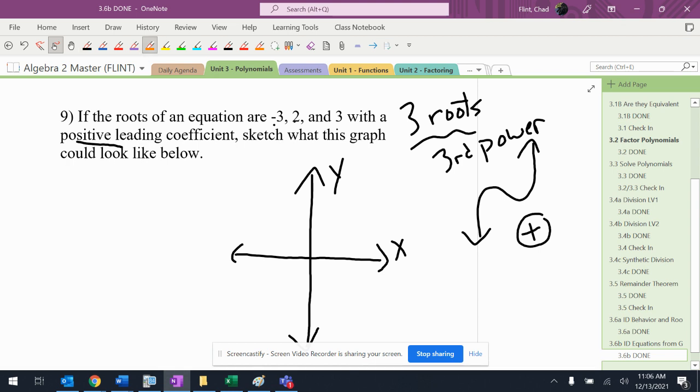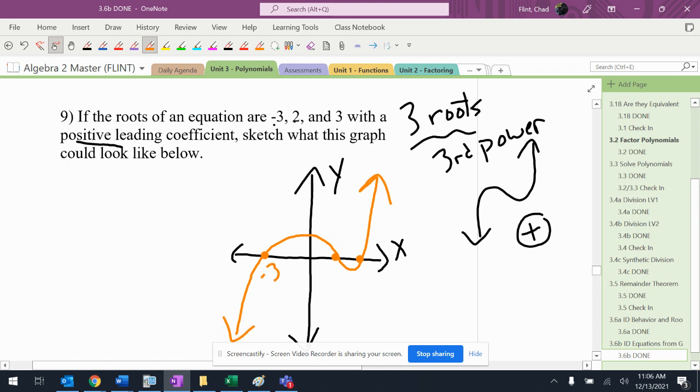So then I would go right to my graph. And again, I'm not making this to scale or anything. I'm going to put negative 3 there, 2, and 3. Now these have to start up like this, and what it does is it just makes a hump between each one of these things, and then it goes off in the other directions there.